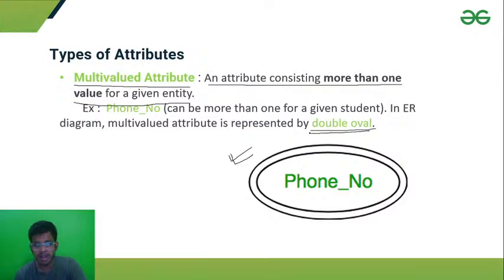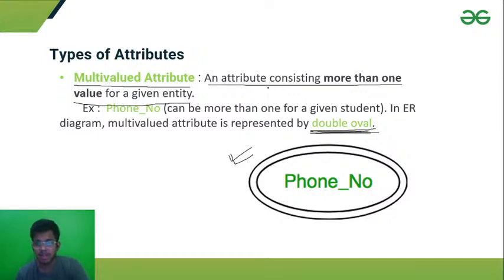Okay. So why am I focusing on the representation of all this? Because there was a question in GATE 2020 only about the representation of all this. So that's why I have highlighted this in every type of attribute. It's important to remember; sometimes it can be asked. Okay, so what is a multi-valued attribute?